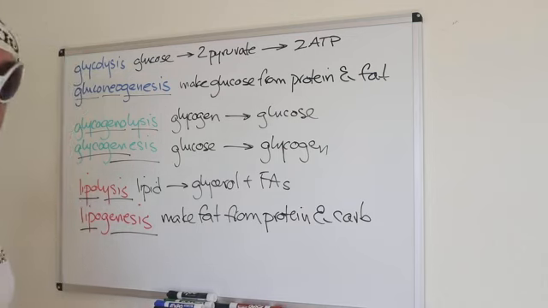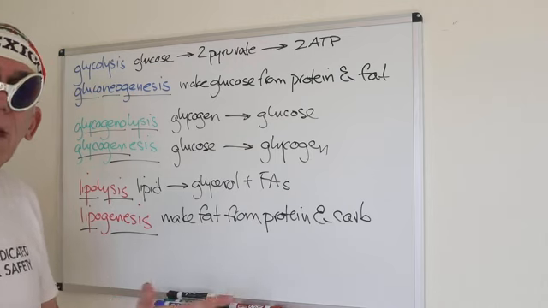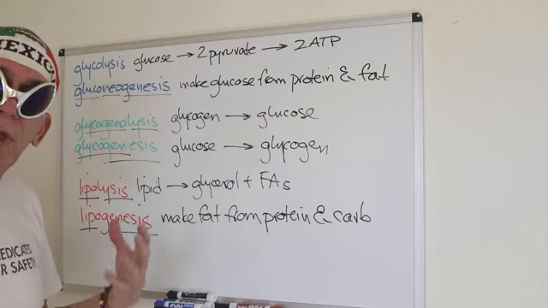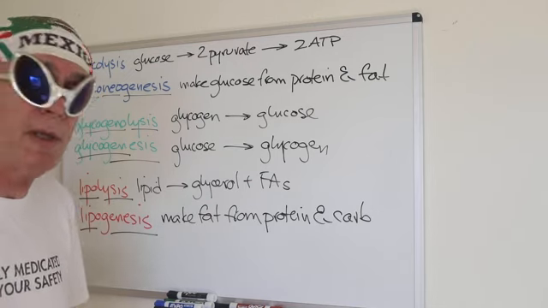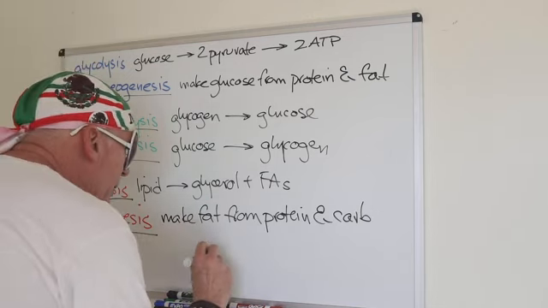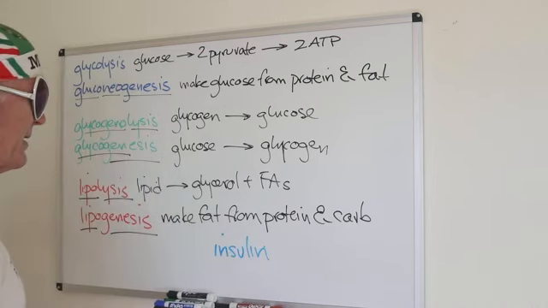So what were the two hormones that control those states? Who controls the fed state? When you've got nutrients, who's going to help you get the nutrients into your cells and store them if need be, if you got too many? That would be insulin. That's the hormone that governs the fed state.